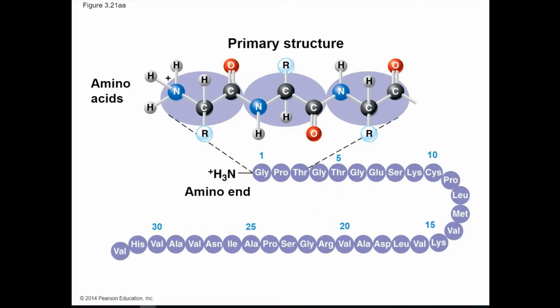And notice that it has an amino end. So that's my N-terminus amino acid. If I go all the way around to, looks like amino acid 32, valine, that would have a C-terminus, or a carboxyl group at the end.